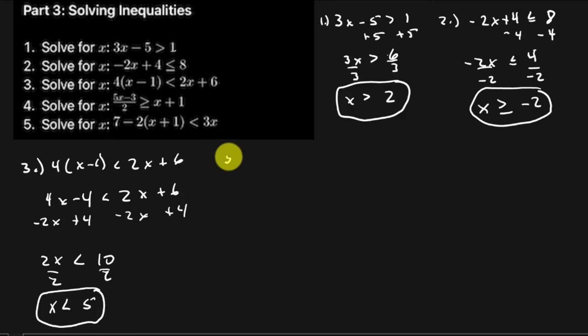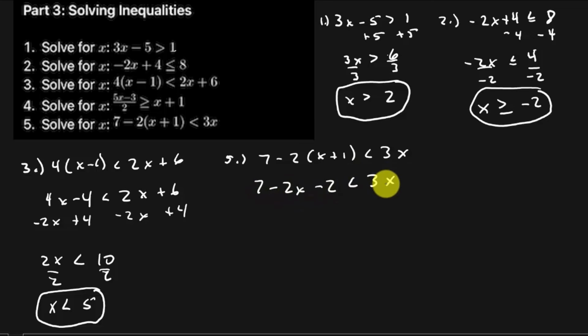All right. So let's look at number 5. So I get 7 minus 2 times x plus 1 is less than 3x. So that's going to be 7 minus 2x minus 2 is less than 3x. So let's see, let's write this. 5 minus 2x is less than 3x, 7 minus 2. And then I'm going to add 2x to both sides. So 5 is less than 5x.